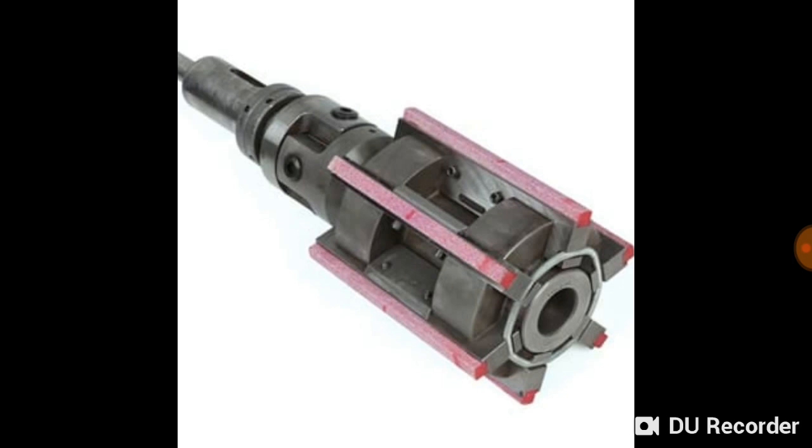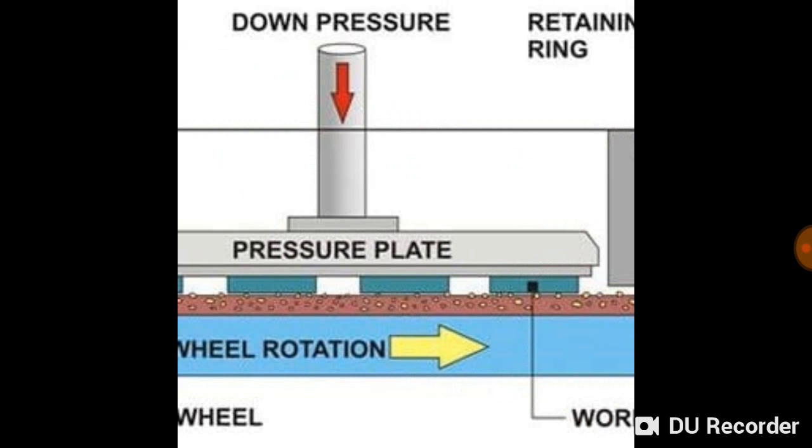And we will see the photograph of a lapping machine also. So this is the photograph of the lapping machine. As you can see, in between there is the workpiece, and from the top it is being pressurized against the abrasive surface so that the surface finish improves.